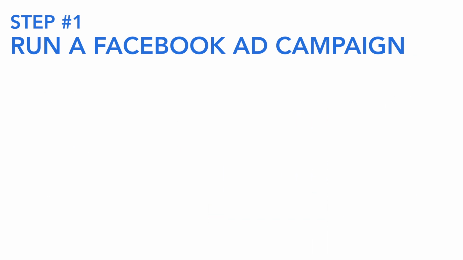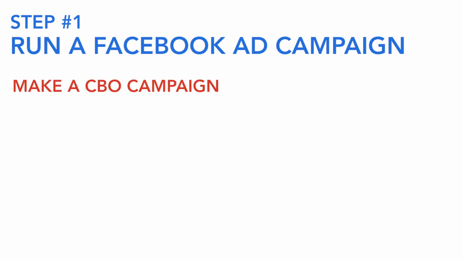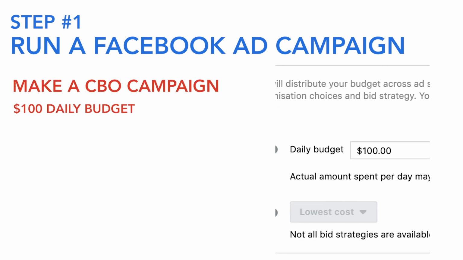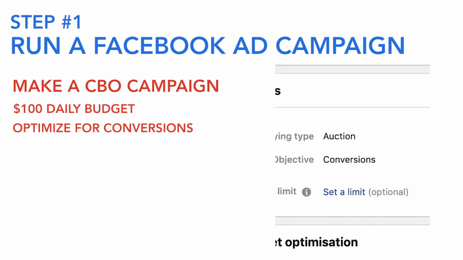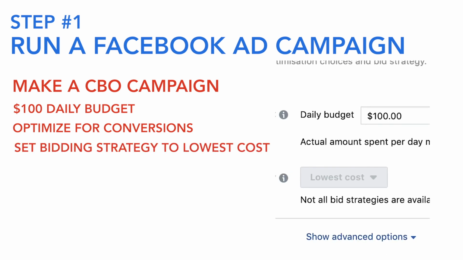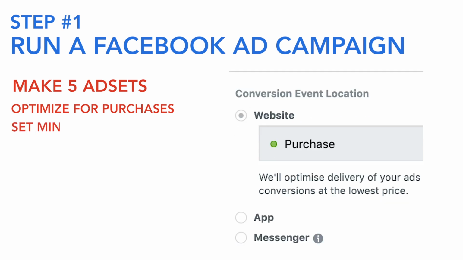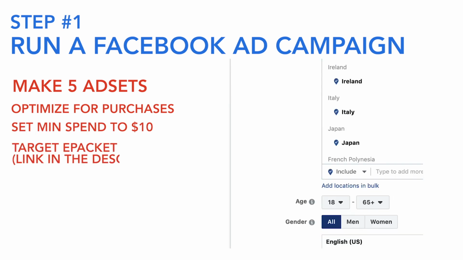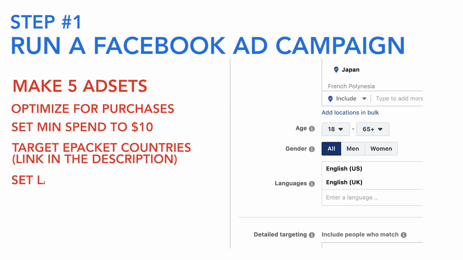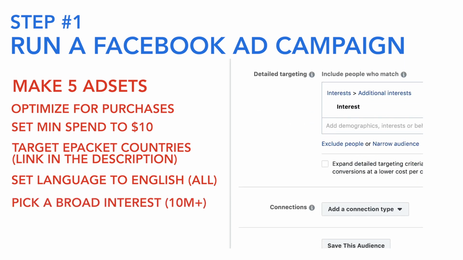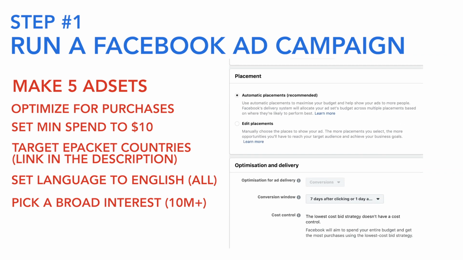Anyways, once you have a video creative ready to go, create a CBO campaign with a daily budget of $100, optimized for conversions, and set the bidding strategy to lowest cost. Inside of the CBO campaign, make 5 ad sets optimizing for purchases, set a minimum spend of $10 each, include our ePacket country list for locations, and set the language to English all. Lastly, I recommend picking a broad interest with an audience bigger than 10 million people for each ad set. You can leave placements on auto, and the conversion window should be set to 7-day click or 1-day view by default.